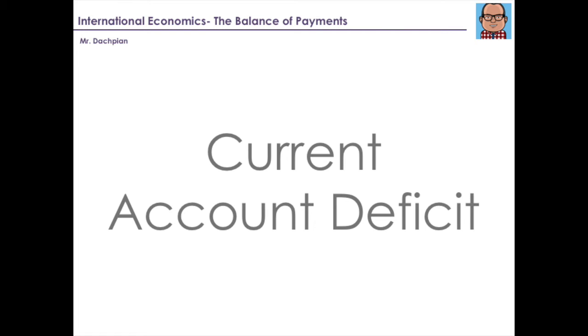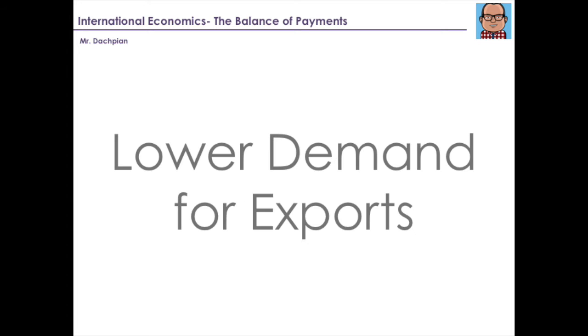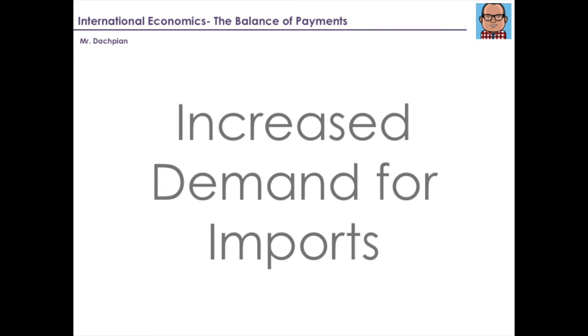A current account deficit can occur due to a combination of two factors. 1. Lower demand for exports. This is mainly caused by exports being relatively more expensive to foreign buyers. It can be caused by higher labor costs in the domestic economy, falling incomes, perhaps due to a recession, or a higher exchange rate making exports dearer. 2. Increased demand for imports. Domestic buyers tend to buy more imports if they are relatively cheaper and or of better quality. For example, a higher exchange rate makes it cheaper to buy foreign goods and services.